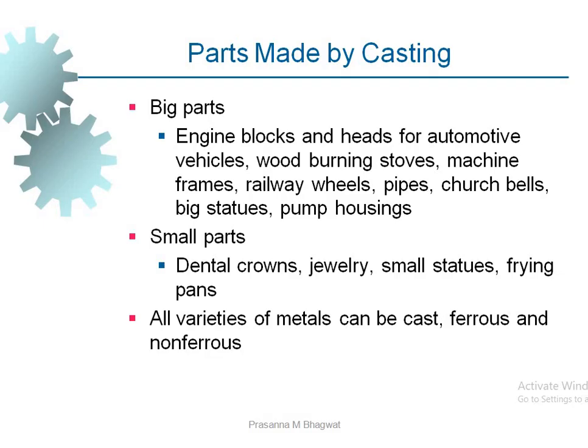The big parts made by the casting process include engine blocks and heads for automotive vehicles, wood burning stoves, machine frames, railway parts, pipes, bells, big statues, and pump housings, or you can also produce small parts such as jewelry parts, small statues, frying pans, and dental crowns. All varieties of metal can be cast, ferrous and also non-ferrous.